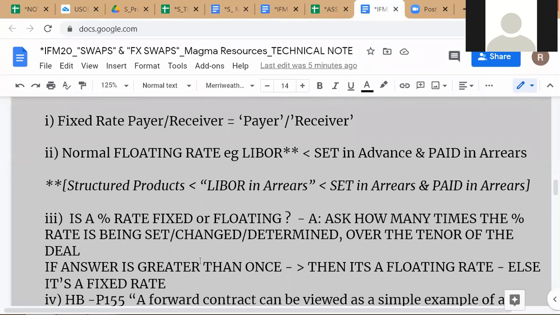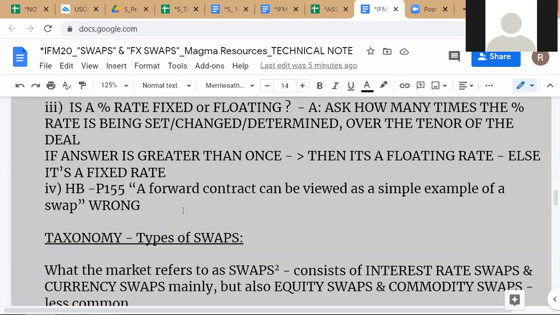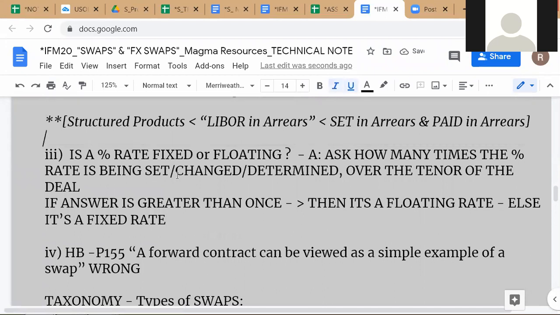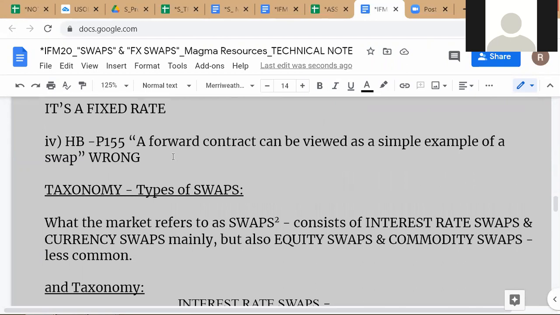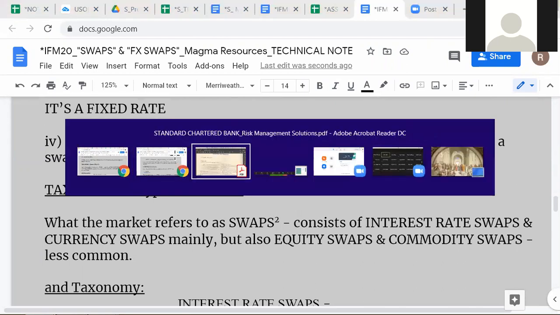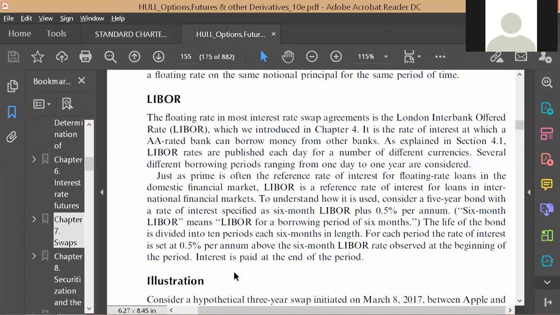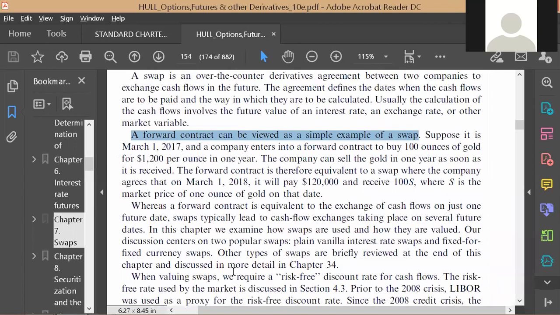Is a rate fixed or floating? This is Aman's question. All right, now here's a statement which is not correct. Let's take this out and do it. The statement is not correct, so you should know this. Now there's a statement in Hull, right on the first page of chapter 7, where he's tried to define this.